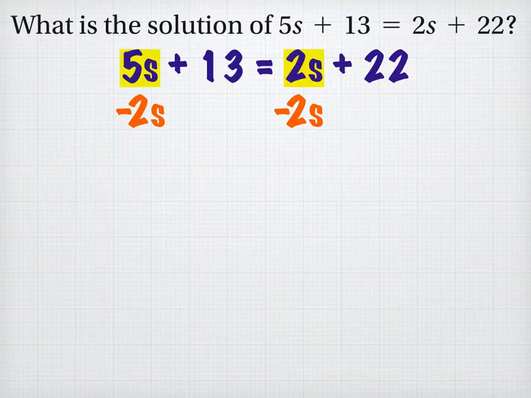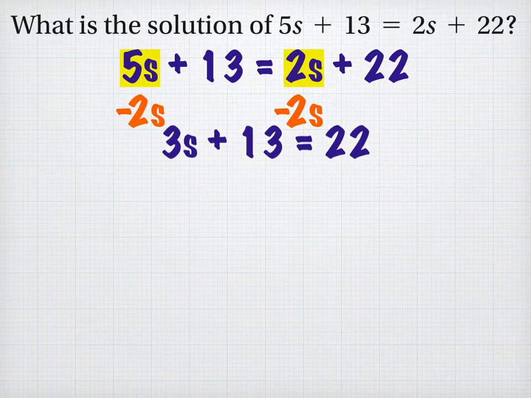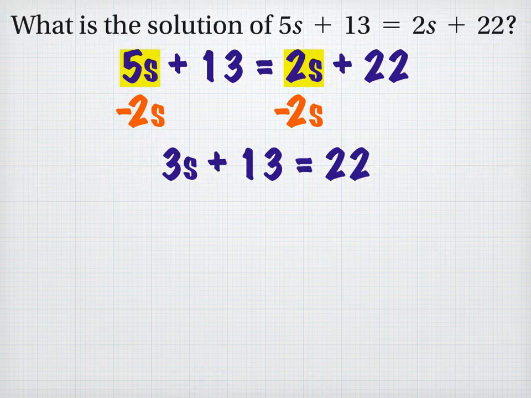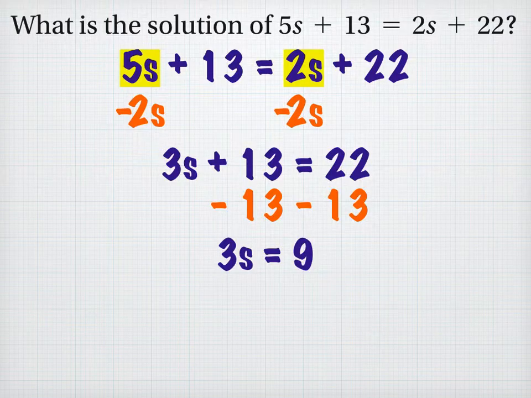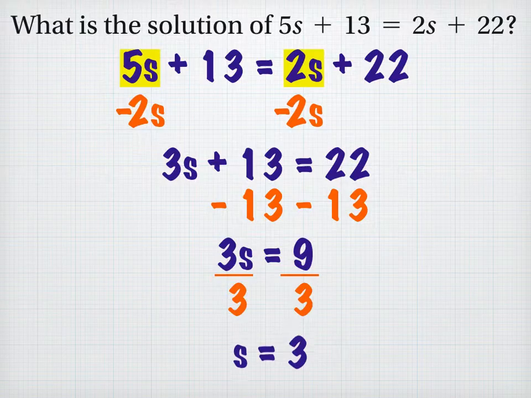On the right side, 2s minus 2s is 0. It's going to cancel out. On the left-hand side, we have 5s minus 2s, which would give me 3s. We're going to bring down plus 13 equals a positive 22. And once we've combined our like terms, we're left with a two-step equation. So to solve that equation, I'm going to subtract 13 from both sides, giving me 3s equals 9. And then I'm going to use the division property of equality, dividing both sides by 3, to give me s equals 3 as my final answer.